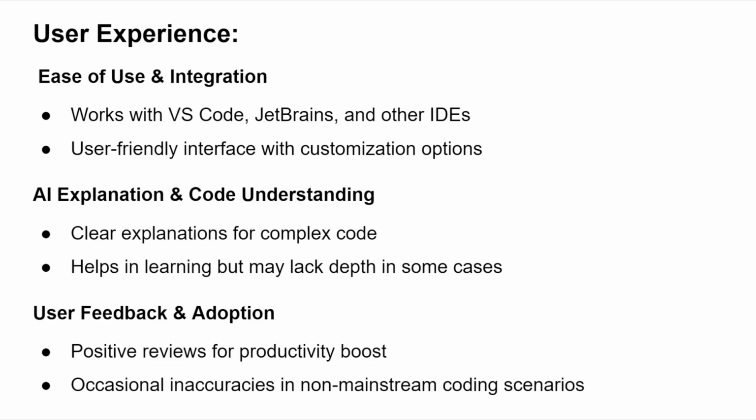And next is AI explanation and code understanding. One of the biggest perks of Cursor AI is that it not only suggests code but also explains it. It provides context-aware insights, which is great for learning and understanding complex code snippets. However, compared to GitHub Copilot, its explanations can sometimes be a bit shallow. It doesn't always explain why it made a particular suggestion.